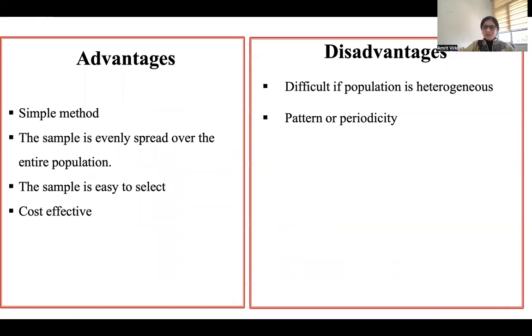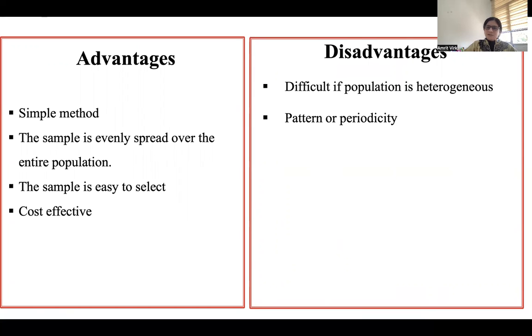Looking at the advantages of the systematic random sampling method, it is a simple method which is quite cost effective. And here the sample is easy to select and it is evenly spread throughout the population. The sample is evenly spread over the entire population.